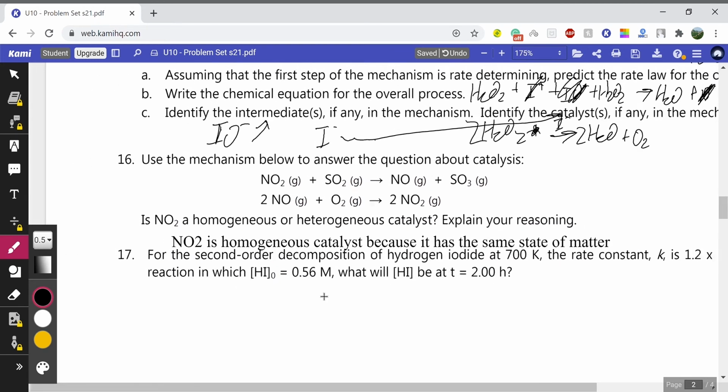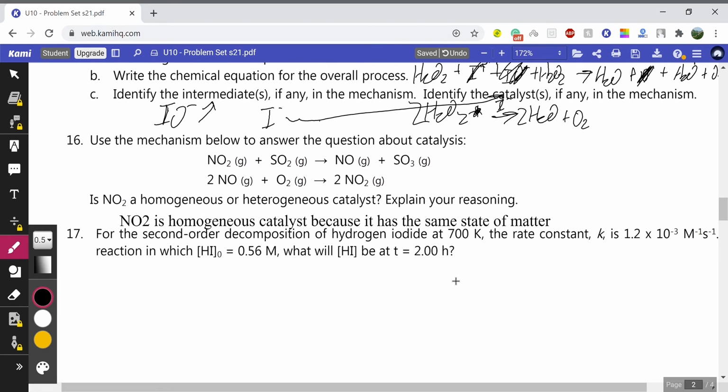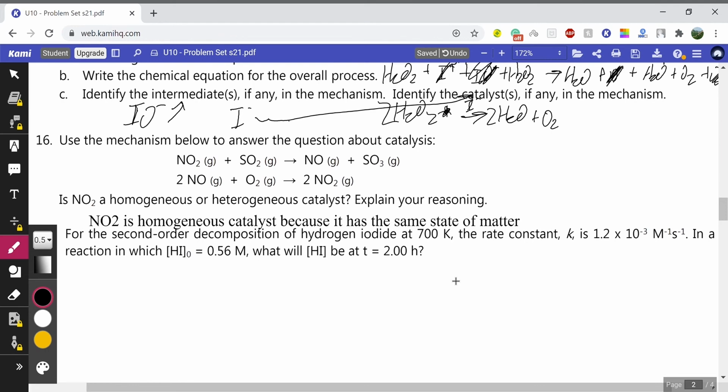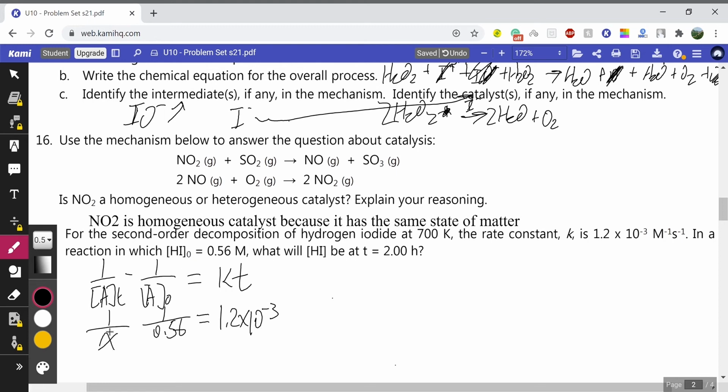Okay, finally, for the second order decomposition of hydrogen iodide at 700 K, the rate constant is given. It told us second order. What is the formula for second order? 1 over A at time t minus 1 over A initial is equal to k times t. We were told that k is 1.2 times 10 to the negative third molar to the negative first times seconds to the negative first, and HI initial is 0.056. We're looking for A at time t.